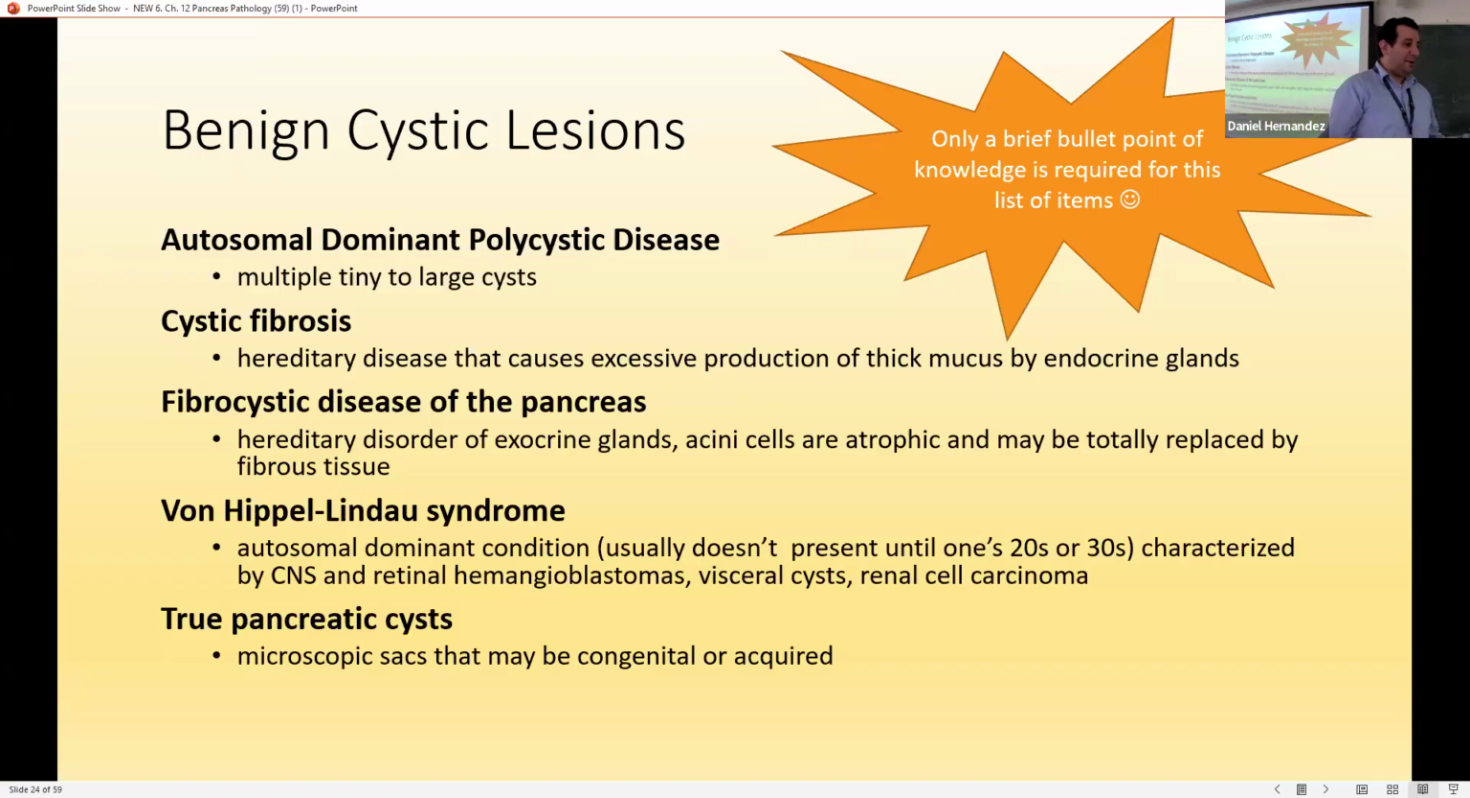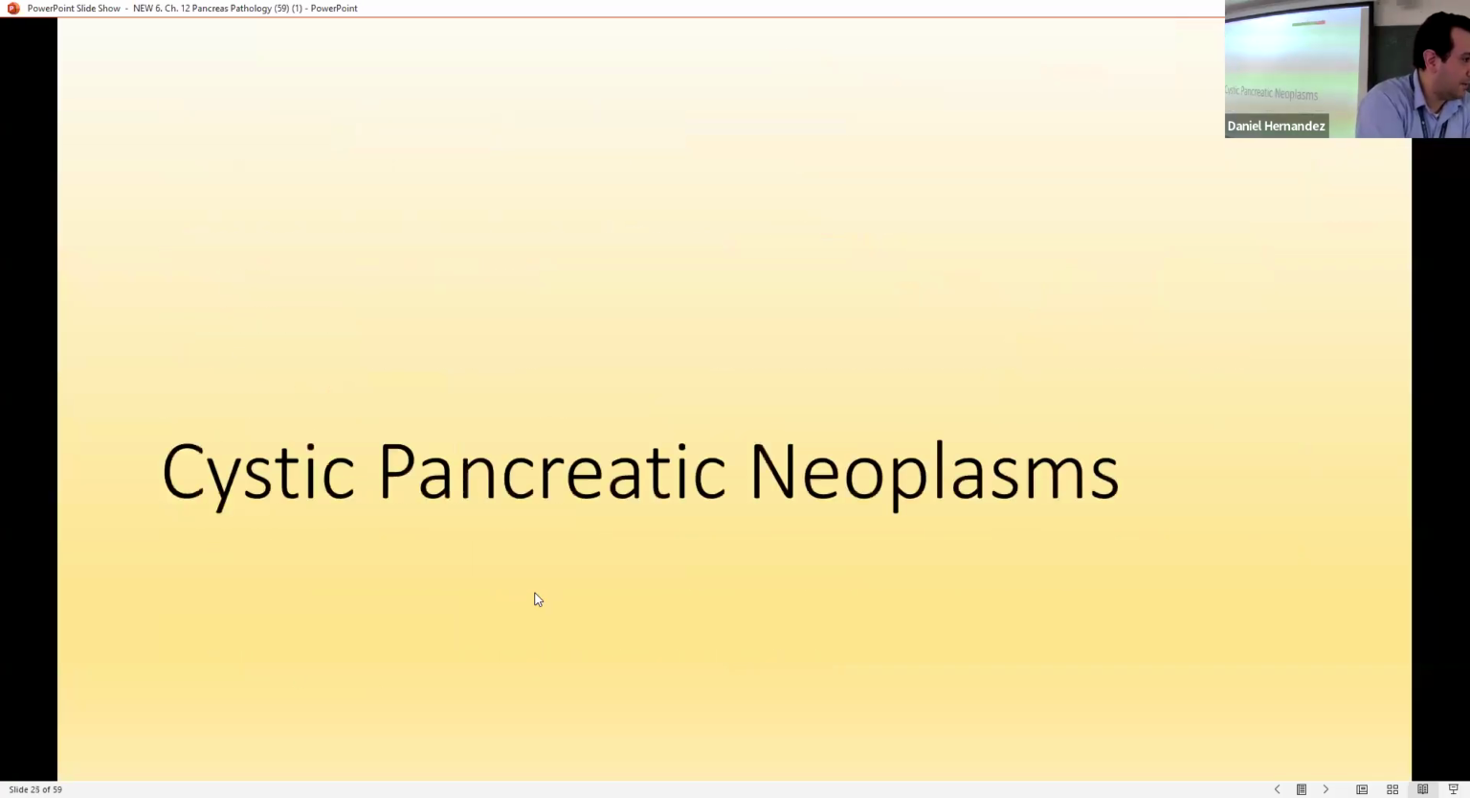And then true pancreatic cysts. Organs can develop cysts; they can have spontaneous development of cysts. We often see it more often than not in things like the kidney or potentially the liver. But the pancreas can also develop cysts on its own.